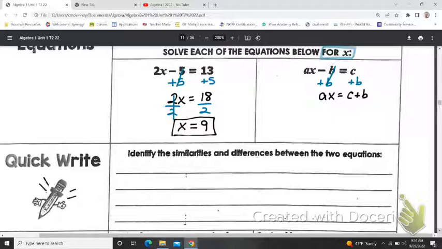Then, what did we do before to get rid of the coefficient? This time the coefficient's just a letter. We divide by that. So, same thing. We're going to divide by A, and then we need to divide this entire side by A. So then this is my answer.